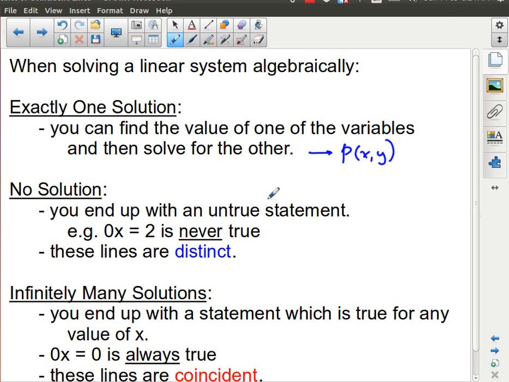With no solution, you end up with an untrue or a false statement. So for example, 0 times x equals 2. There's no value of x that you can multiply by 0 to end up with 2, so it's never true. When that happens, you have distinct lines. So that means you have two lines that are parallel to each other. They're never going to touch.